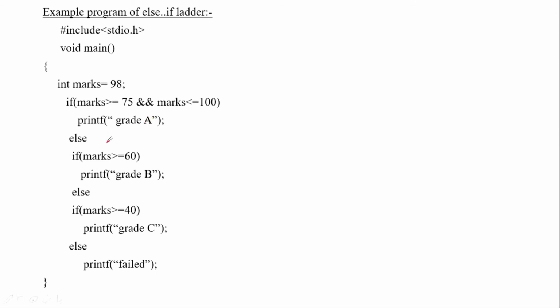Else if these marks are greater than or equal to 60, then this printf statement will be executed, that is grade B. Else, if this condition is also not satisfied, it will come here and check whether the given marks are greater than or equal to 40. Then printf grade C will be executed. Else, if none of these three conditions is true, then the default statement printf failed will be printed. This is how the else if ladder works.